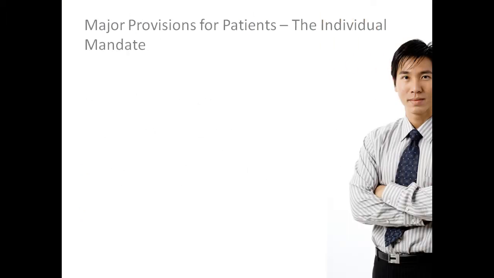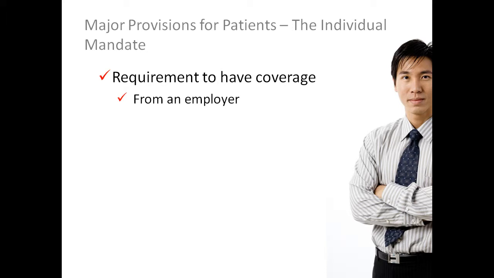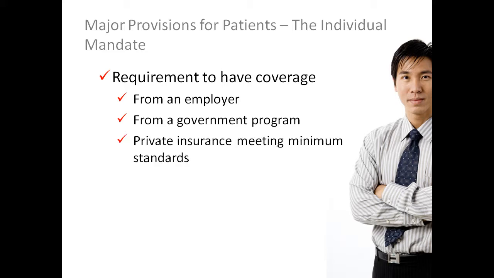One of the most controversial provisions of the Affordable Care Act is the individual mandate. The individual mandate requires that every eligible person in the country have some kind of coverage for health care expenses. This could be traditional coverage obtained from an employer as part of employment. It could be coverage from a government program such as Medicare, Medicaid, the Veterans Administration, the Indian Health Service, or other similar government programs. It can also consist of coverage from insurance companies that meet the minimum standards set forth in the regulations implementing the Affordable Care Act.